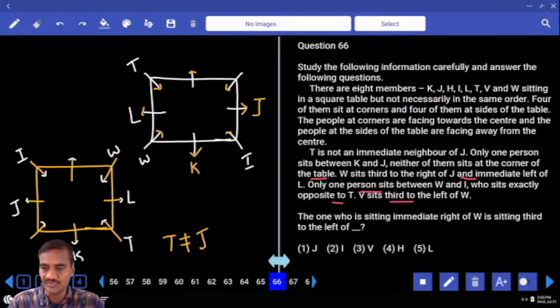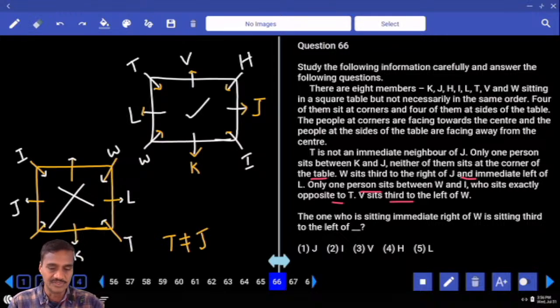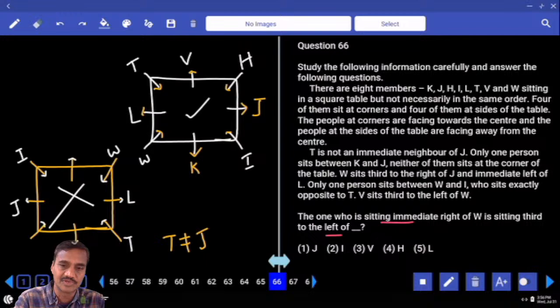And next, V sits to the left of W. V is seated to the left of W, V is here. Now in this case, V sitting to the left of W is not possible. Then who is the only person left over? H is the person left over. Now this is the final arrangement we have. The one sitting to the immediate right of W is K. K is sitting to the left of whom? To the left of H. H, that is the choice for question number 66. Now 66, that is choice 4.